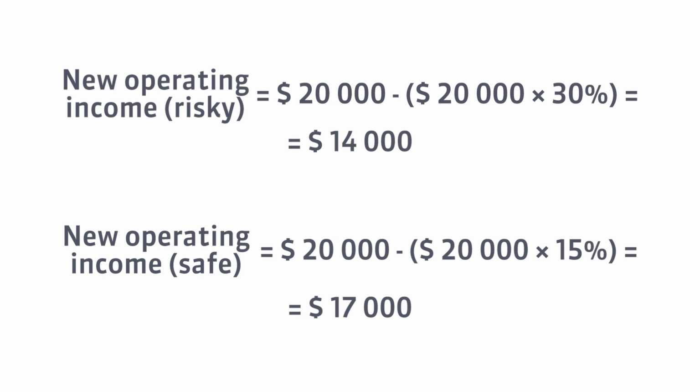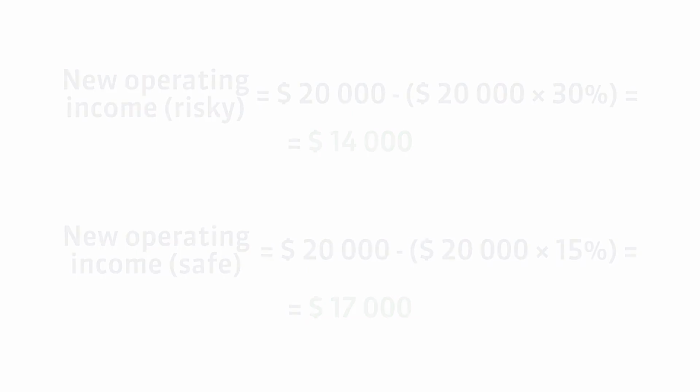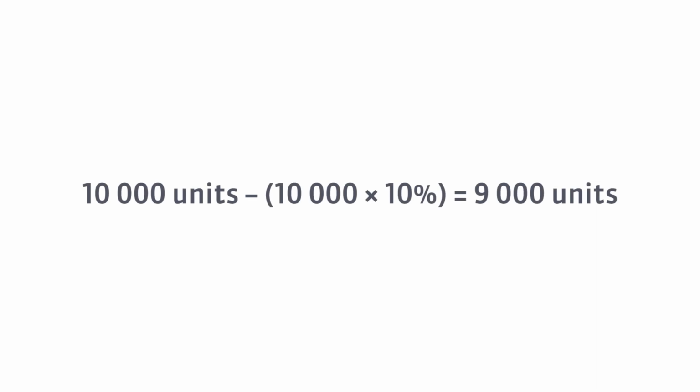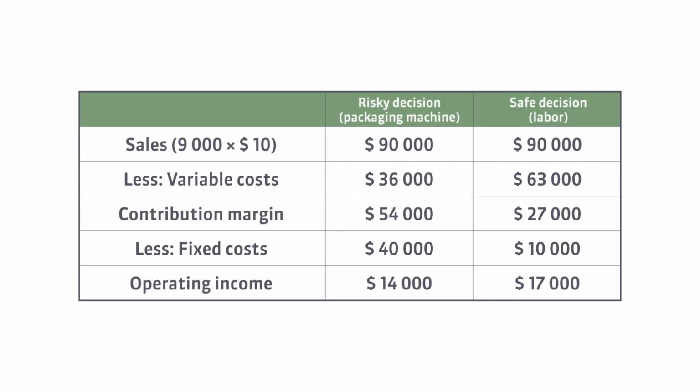Remember that the leverage works both ways. As sales decrease, the risky version will also show much higher percentage decreases. Look what happens when sales decrease by 10%. This time, the operating income decreased by 30% for the risky version and by 15% for the safe version.